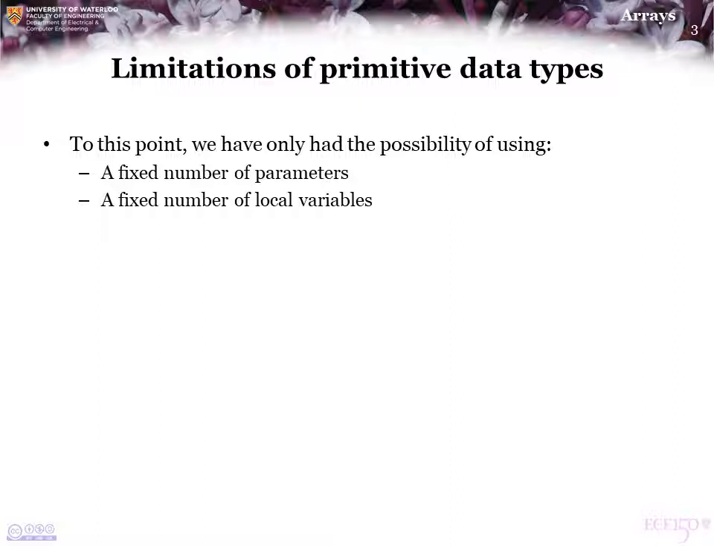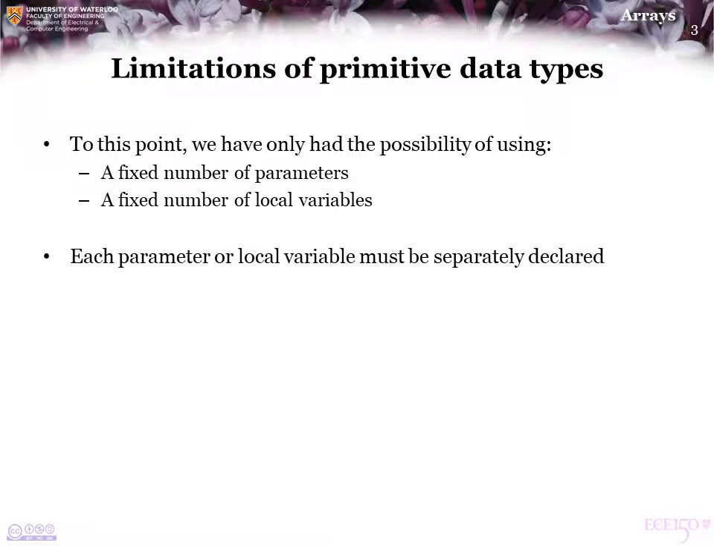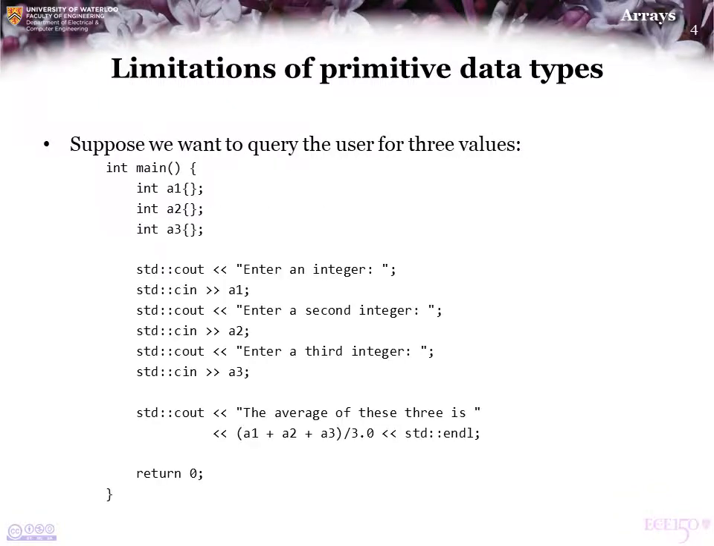Up until this point, we've only had the possibility of having a fixed number of parameters and a fixed number of local variables in any function. Each parameter or local variable must be declared separately. So suppose we wanted to query the user for 3 values and then print out the average. This would require us to declare 3 local variables.